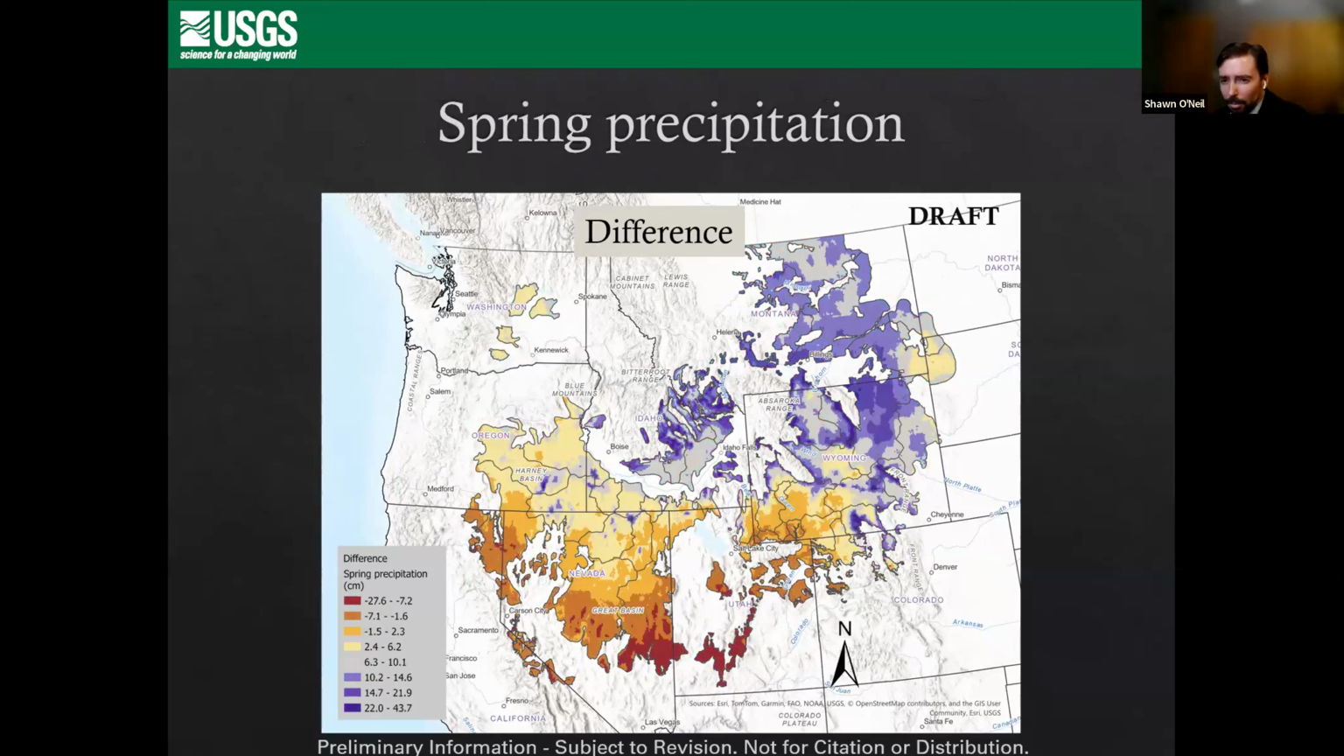And then, not represented in our modeling yet, but I thought it noteworthy, this is spring precipitation. Now we see even a different pattern here. So there's sort of a northeast gradient with potentially more spring precipitation and a southwest gradient with potentially less spring precipitation. So that's something we want to continue to explore.